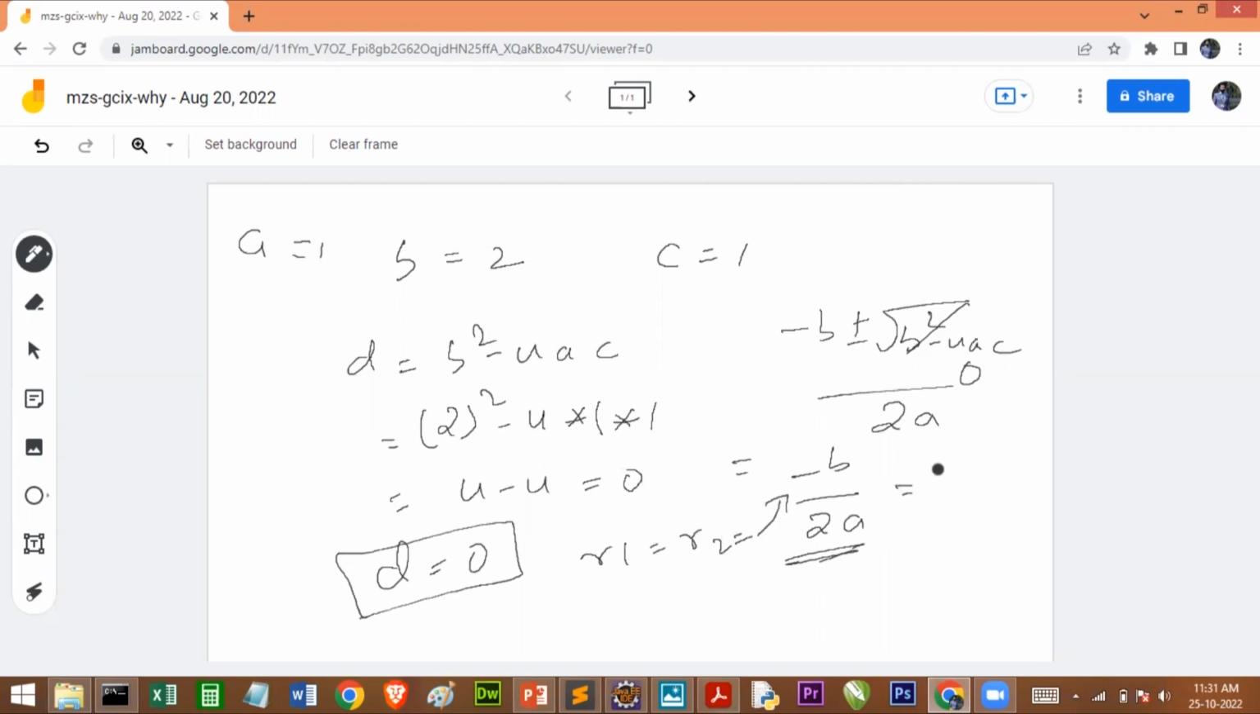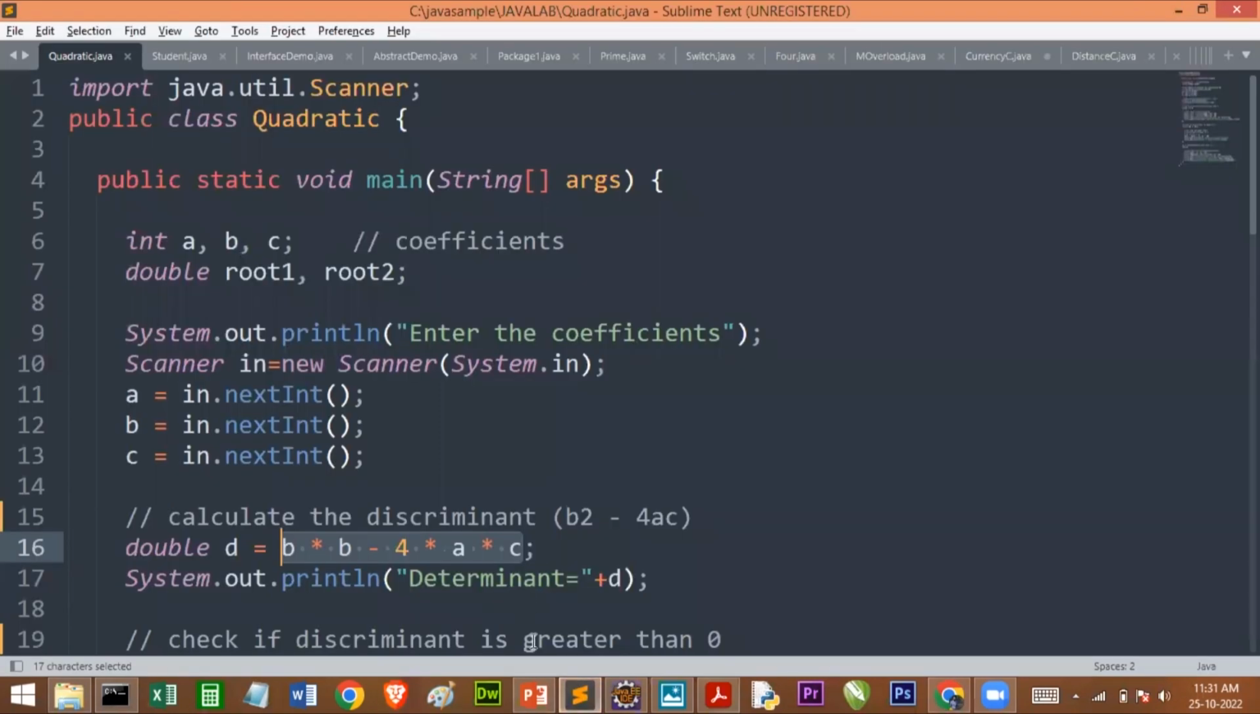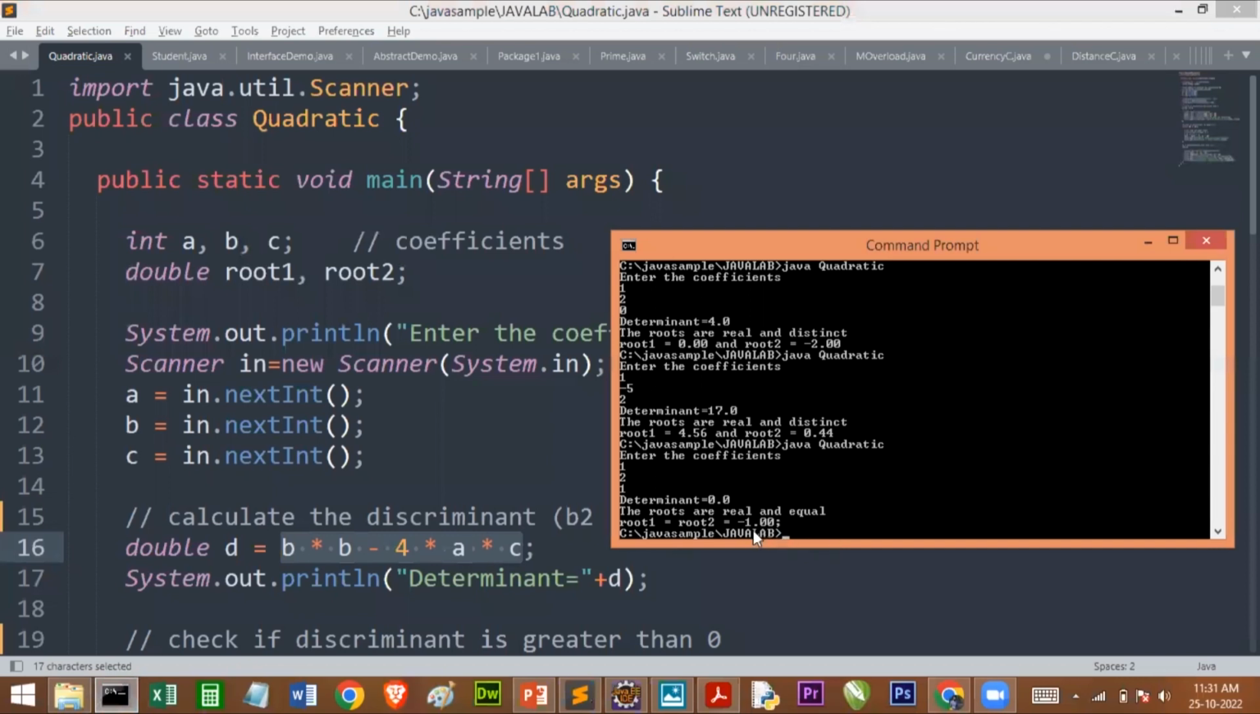So what is the value of b? Minus b is minus 2, divided by 2 into what is the value of a? A is 1. So 2, 2, it cancels. So you will get -1. Okay. So this is the output we are getting here. See here, the output we are getting is -1. When the roots are real and equal, both the roots, root 1 and root 2, will be same. Okay, here we are getting -1. Okay, next one more, we will see it.